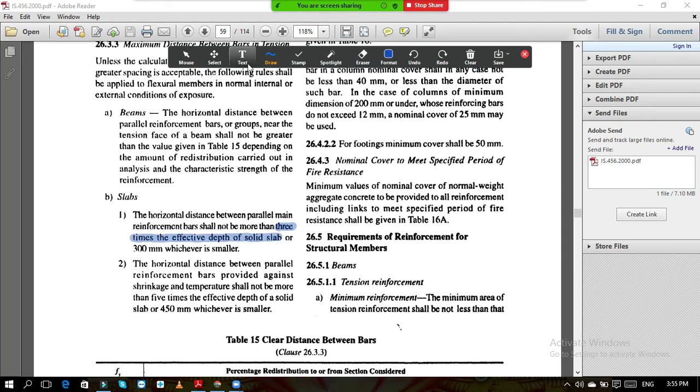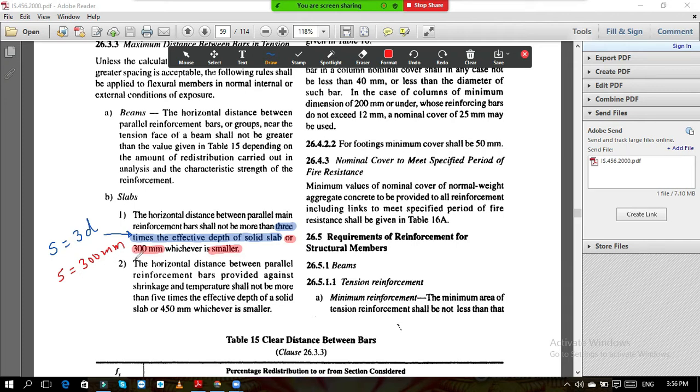So what is the meaning of this? 3 times the effective depth means spacing is equal to 3 into d. And further they have told us, or 300 mm, whichever is smaller. So the second condition is you take S is equal to 300 mm, and whichever is the smallest spacing, you can provide that spacing.